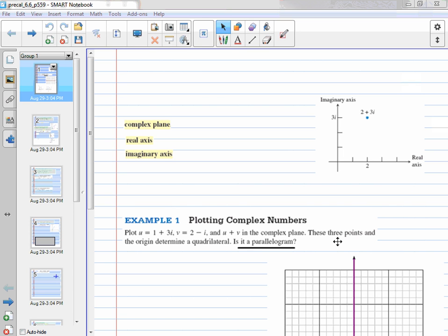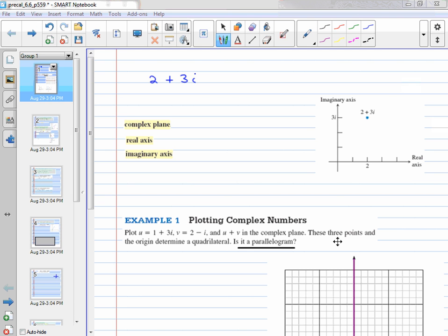Okay, for Calculus, Chapter 6, Section 6. We're going to be looking at complex numbers. Remember, complex numbers have a real part and an imaginary part to them. So 2 is the real, 3 is the imaginary.